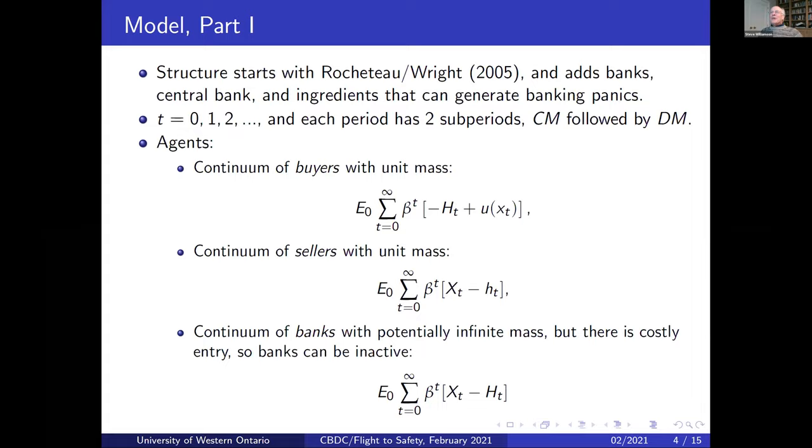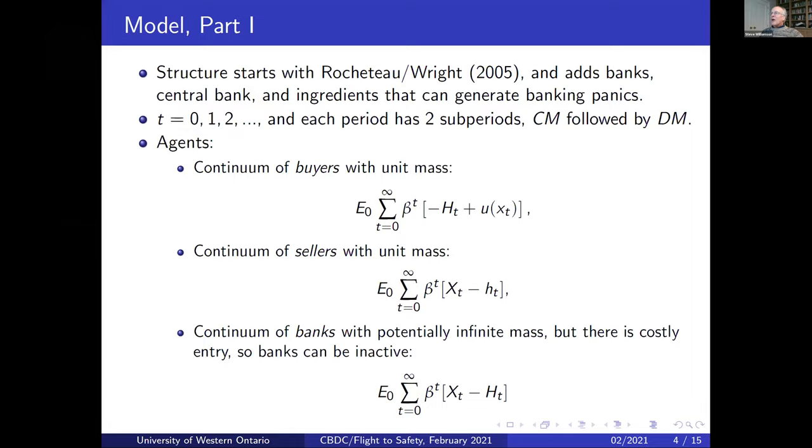Okay, so here's the model. This is a Lagos-Wright type of model. Two sub-periods, centralized market comes first. And then there are three kinds of people in this world: buyers, sellers, and banks. There's a unit mass of buyers, a unit mass of sellers, but for the banks, there's potentially an infinite mass of banks, and some of them are going to be inactive. Part of what's going to be important in here is entry of banks. There's going to be an entry cost, and in any period, some of these banks are active and a whole mess of them are not.